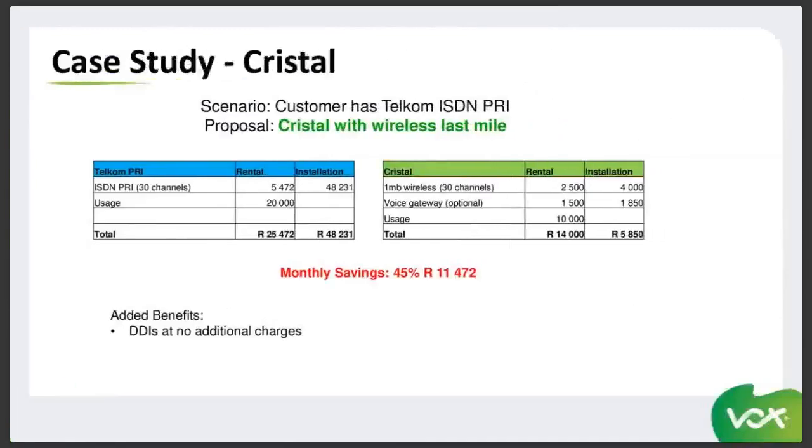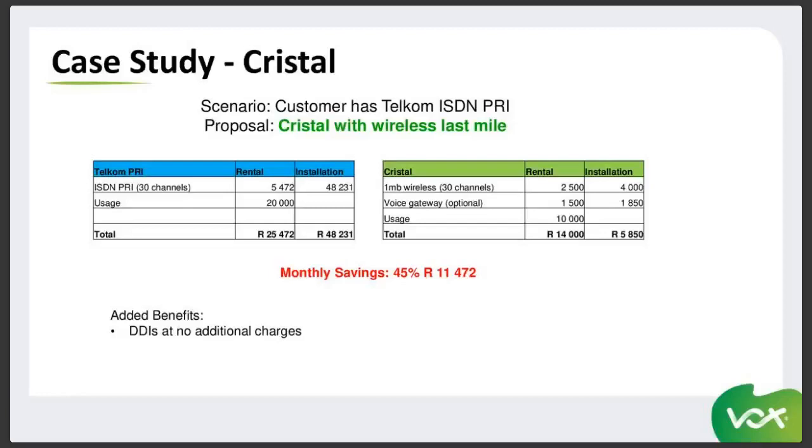We then look at a typical case study. In this example, we've got a customer that has a Telkom ISDN primary rate line, and in the table in blue on the left is what they're currently paying. And if you ignore the installation fees, etc., we look at just the monthly annuity rental with call usage. It's around 25,000 Rand a month. We as Vox can go in with a wireless 1 meg solution, which is dedicated bandwidth for Crystal. We can go in with the voice gateway, and I've factored in a top-end gateway. It's really expensive. You can see that's 1,500 Rand a month just for that gateway.